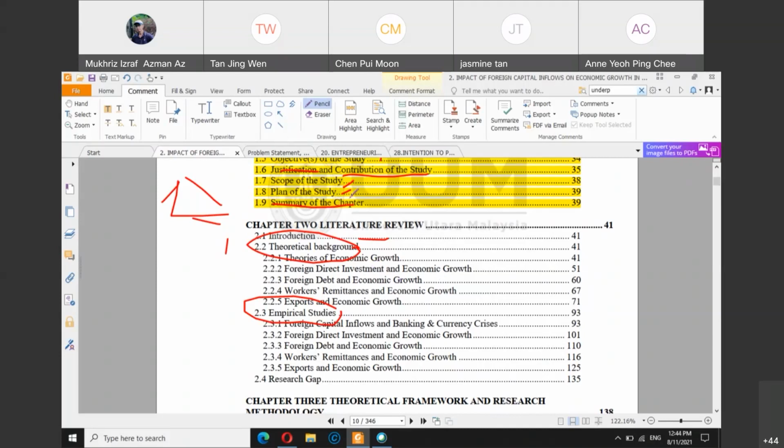Okay, because whatever argument, whatever discussion that you want to ask, you can use the theory to actually explain. For example, if you're talking about the increasing cost of living, meaning you are talking about inflation. Increasing inflation will cause purchasing power to drop.